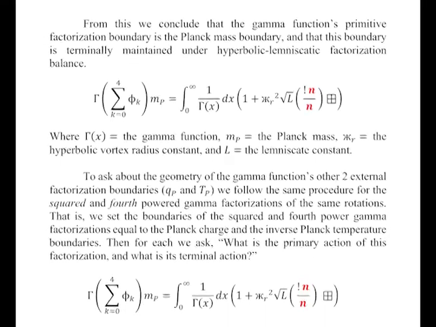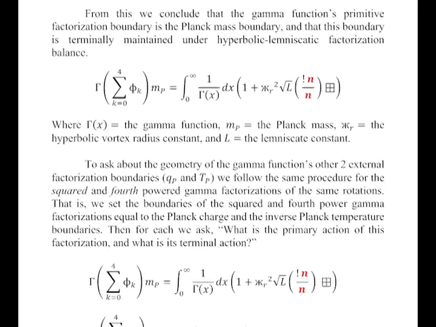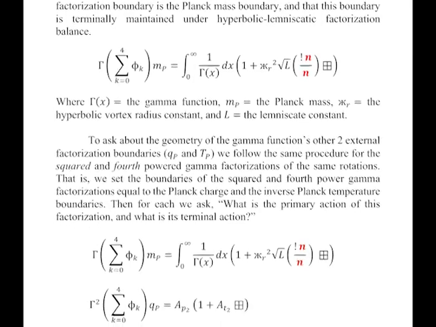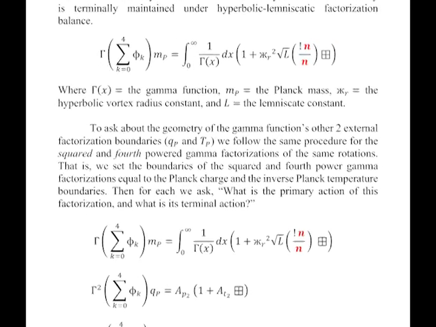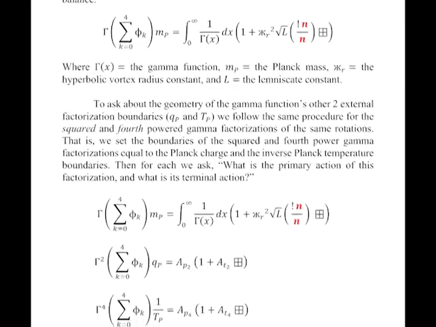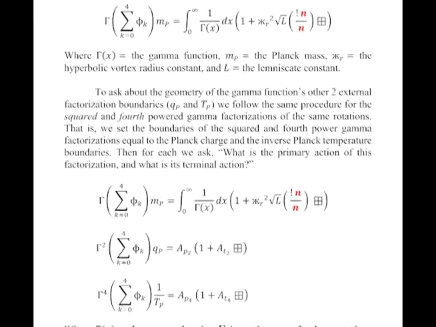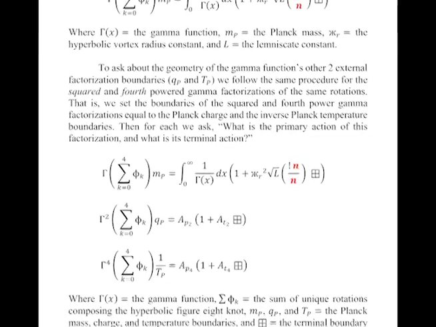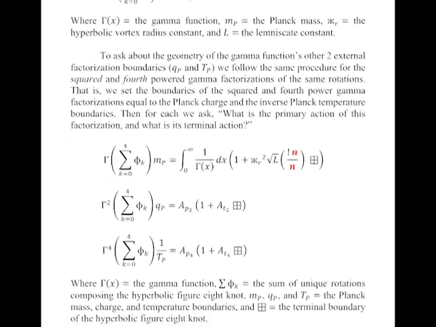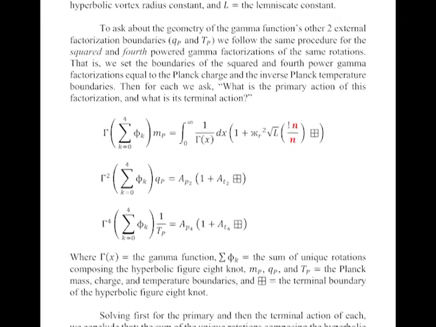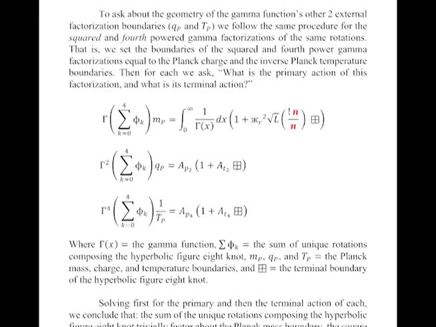To ask about the geometry of the gamma function's other two external factorization boundaries, the Planck charge and the Planck temperature boundaries, we follow the same procedure for the squared and fourth power gamma factorizations of the same rotations. That is, we set the boundaries of the squared and fourth powered gamma factorizations equal to the Planck charge and the inverse Planck temperature boundaries. We put in the boundaries and just ask what is the primary action and what's the terminal action.